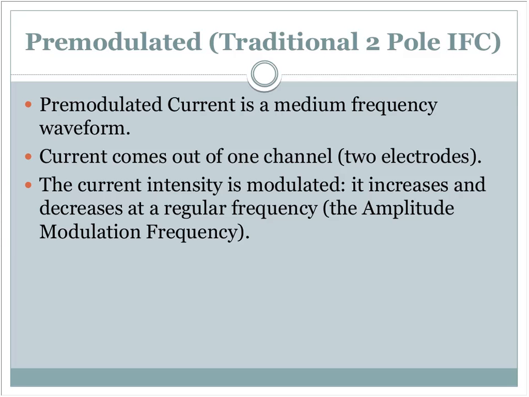This is done with a single channel, so you have two electrodes. You can do premodulated on one channel on one part of the body and premodulated on another channel on another part of the body. So you may do bilateral knees, you know, channel 1 on the right knee, channel 2 on the left knee.